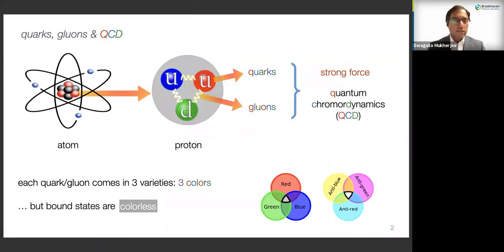As you all know, at least, there are atoms. Atoms are made out of electrons and protons. Protons are made out of quarks, which are bound together by some gauge bosons called gluons. And they are bound together by a force, which is known as the strong force of nature. And the fundamental theory that governs this strong force is known as quantum chromodynamics. The quarks and gluons come in three varieties. They're called colors. But we cannot see these individual varieties in nature as such. They come as bound states of all the things combined together, such that it is a colorless object.